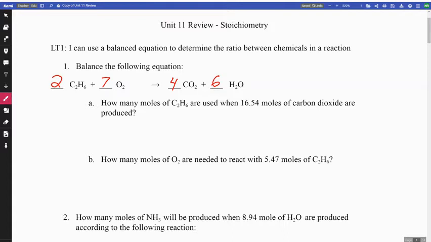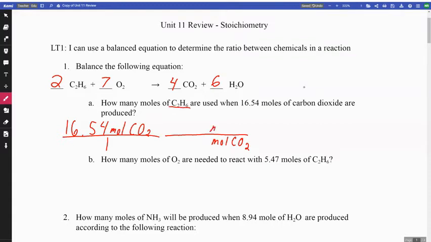Now we can start doing our actual conversions, okay? So first one, how many moles of CO2 are used when 16.54 moles of carbon dioxide are produced? So in any conversion problem, we start with our given. So our given is 16.54 moles of carbon dioxide, which is CO2. We put that over 1. We do our conversion factor. Moles of CO2 is what we want to cancel out, so we need to put that on the bottom, moles CO2.